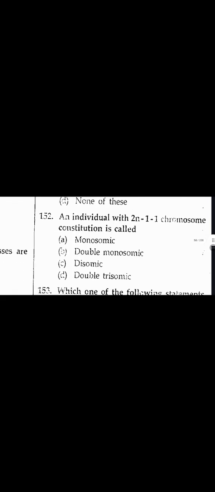Question number 151. The situation in which one gene hides the effect of a second gene when both are present is called epistasis. Question number 152. An individual with 2n minus 1 chromosomes constitutes option B, double monosomic. Question 153. Which of the following statements regarding selfing is correct? It is option C, reduces the heterozygosity.